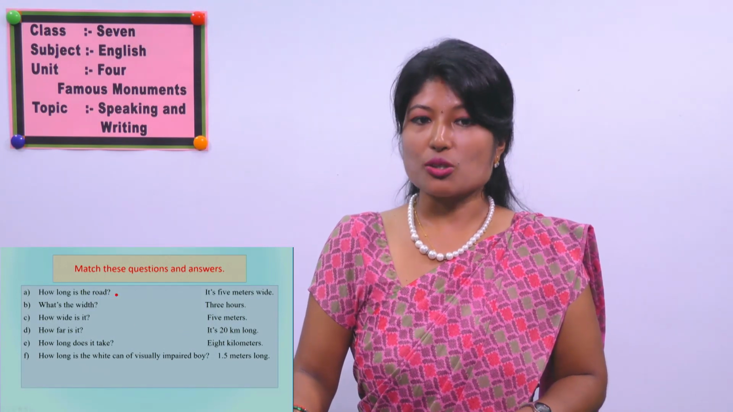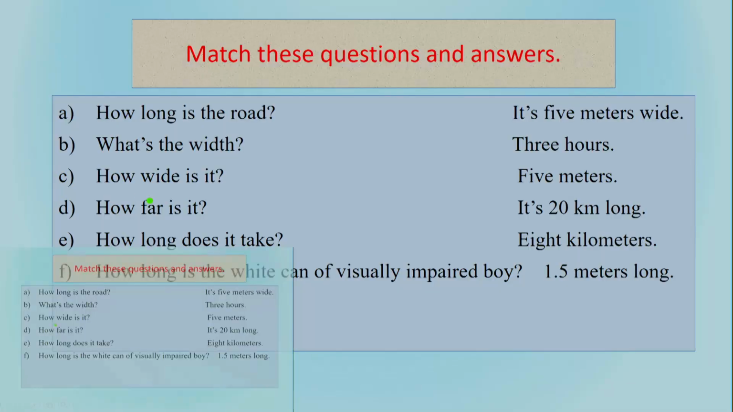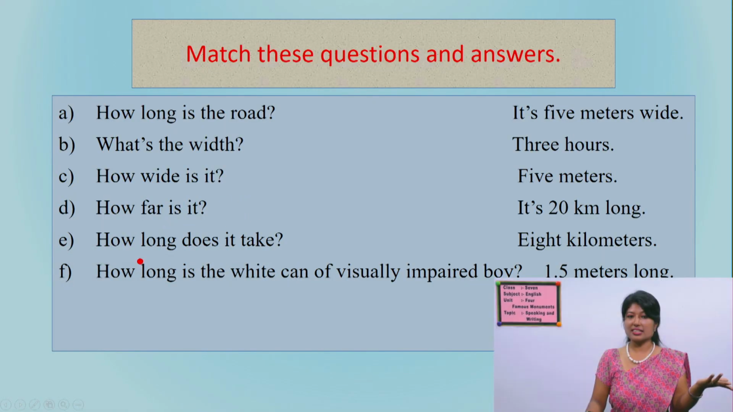How long is the road? What's the width? How wide is it? How far is it? How long does it take? How long is the white cane of the visually impaired boy? So we have to match with the answers over here. Alright, can you do that?